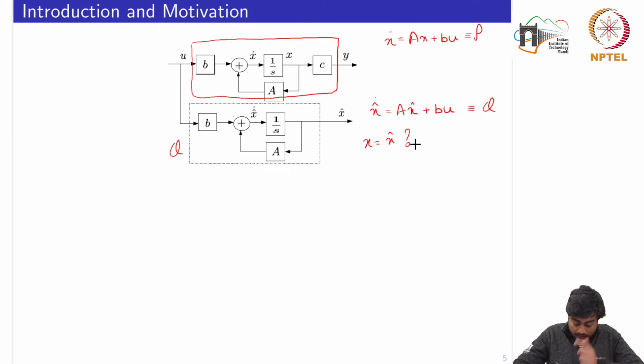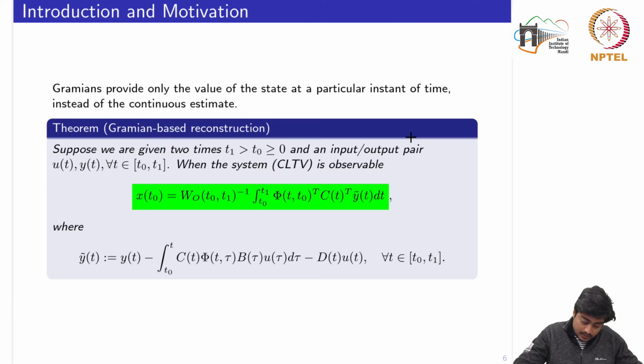Right? So if you recall, in the previous week we did the construction of this state signal, but that reconstruction was done at a particular time t0. Okay. Very quickly, recall that the Gramians provide only the value of the state at a particular instant of time instead of a continuous estimate.